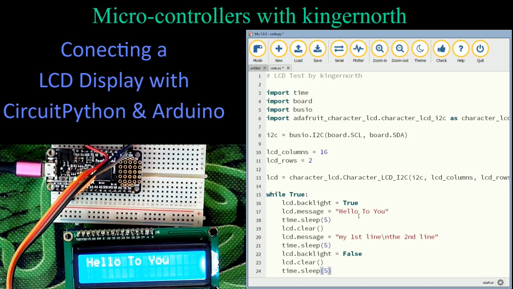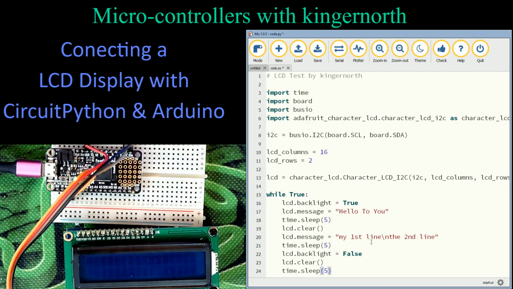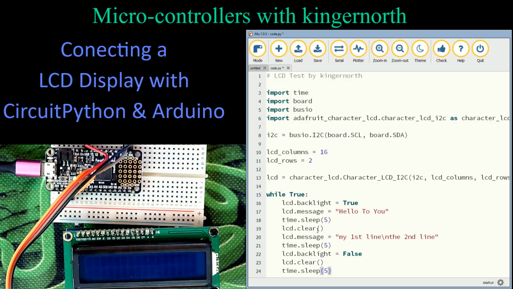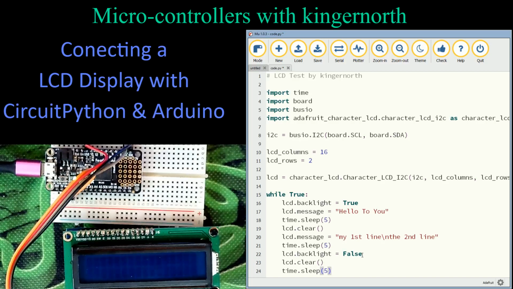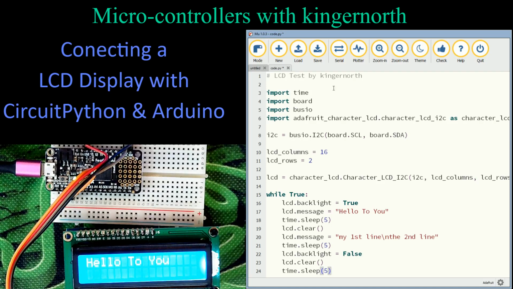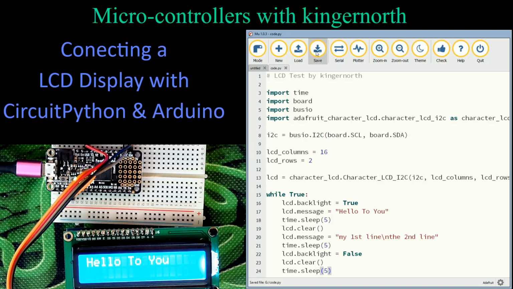So what I've got now is it's going to say hello to you, like it's been doing and still doing down there on the left hand edge of the screen. It's going to clear the screen, and then it's going to say my first line, and then it's going to jump down to the second line and say the second line. And then it's going to wait 5 seconds. It's going to turn off the backlight. It's going to clear the display, and it gets to start over again. So let's see if that works. I'm going to go ahead and do that.